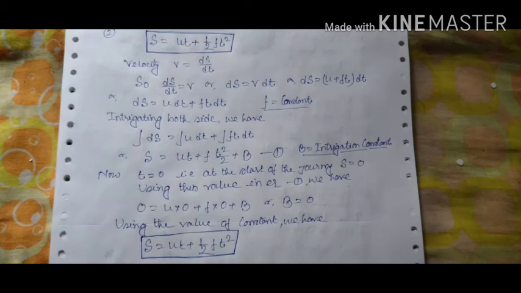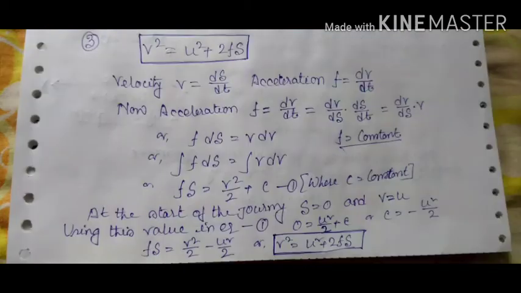So using the value of constant b is equal to 0 in equation 1, we can find s is equal to ut plus half of ft square. Equation number 3: v square is equal to u square plus 2fs. Velocity v is equal to ds/dt, acceleration f is equal to dv/dt.